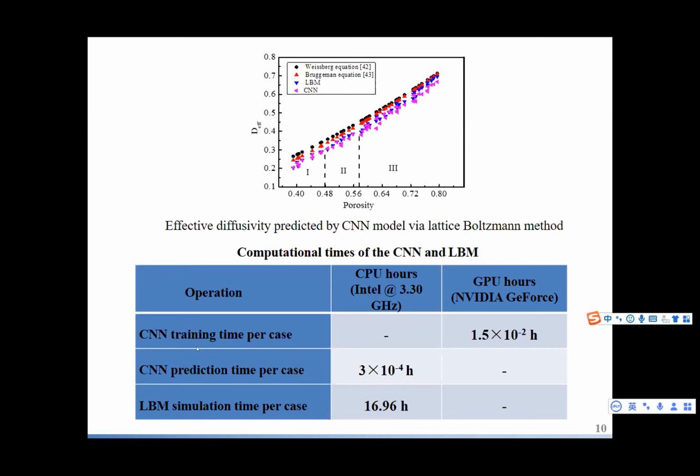Let's look at the computation time. This is the CNN training per case, in GPU hours, using an NVIDIA GeForce. For the CNN prediction time per case, this is 3 times 10 to the minus 4 hours, and the LBM simulation time per case is about 16 hours. So the time is greatly reduced based on this method.